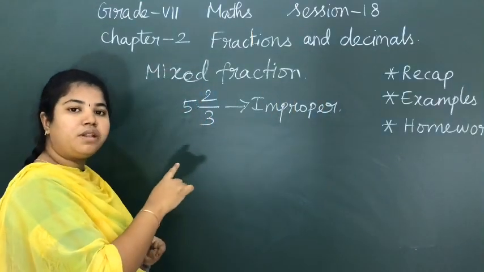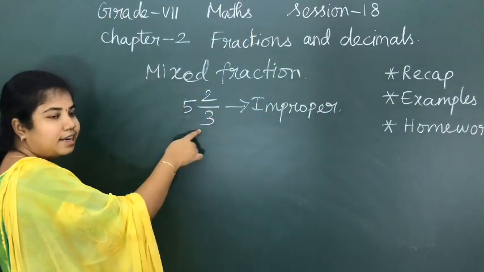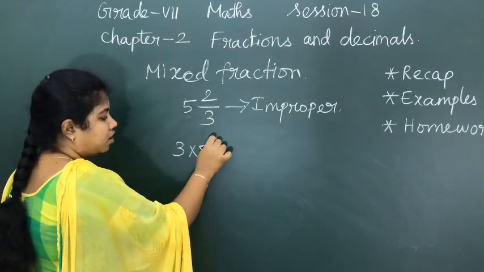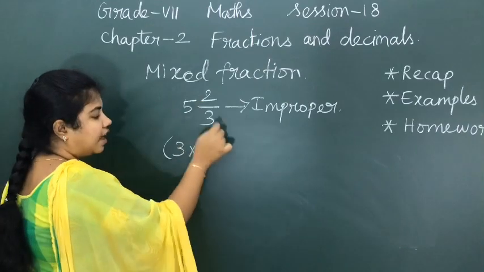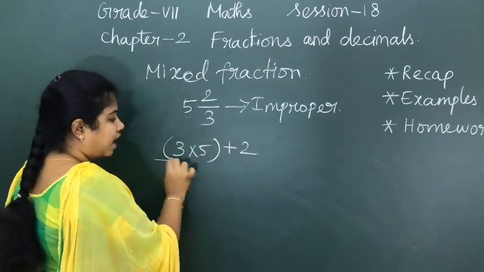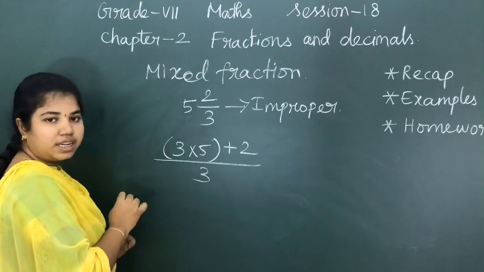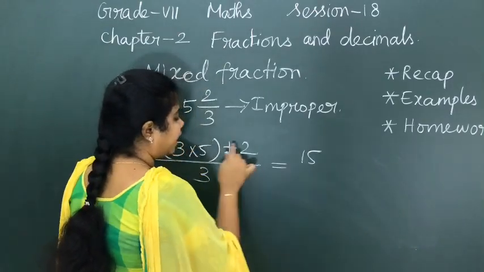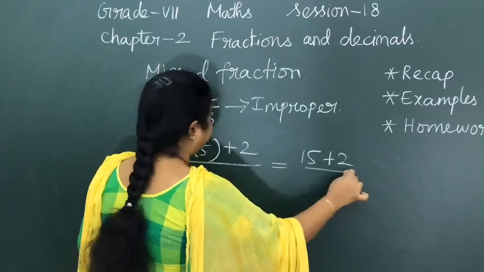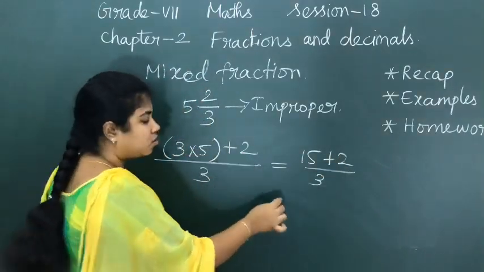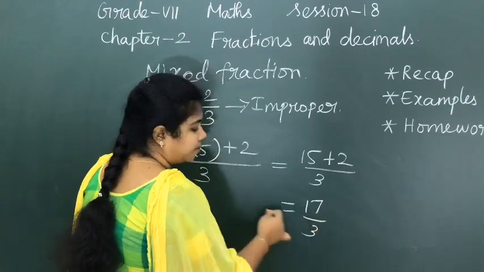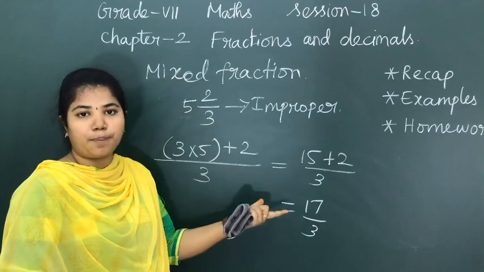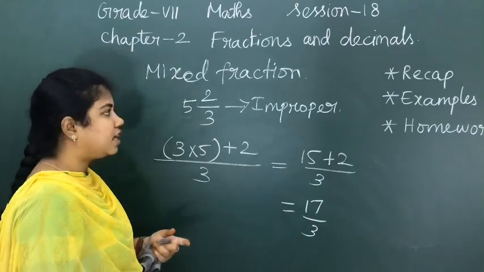How do we convert a mixed fraction to an improper fraction? Multiply the denominator by the whole number, add the product to the numerator, and divide by the denominator again. So what is 3 into 5? 15. So 15 plus 2, divided by 3. What is 15 plus 2? 17 by 3. This is how we convert a mixed fraction to an improper fraction. Can you understand?